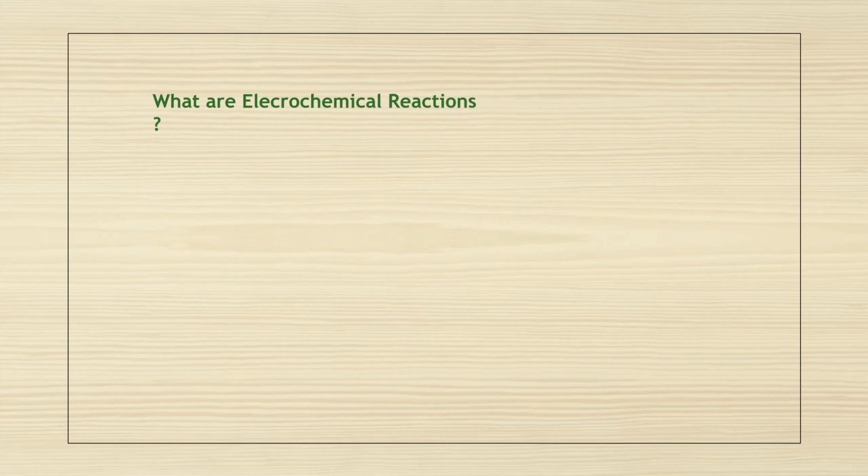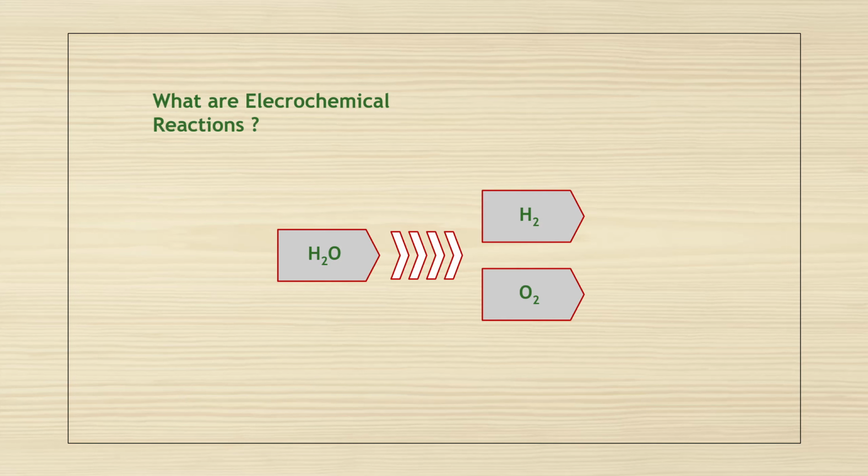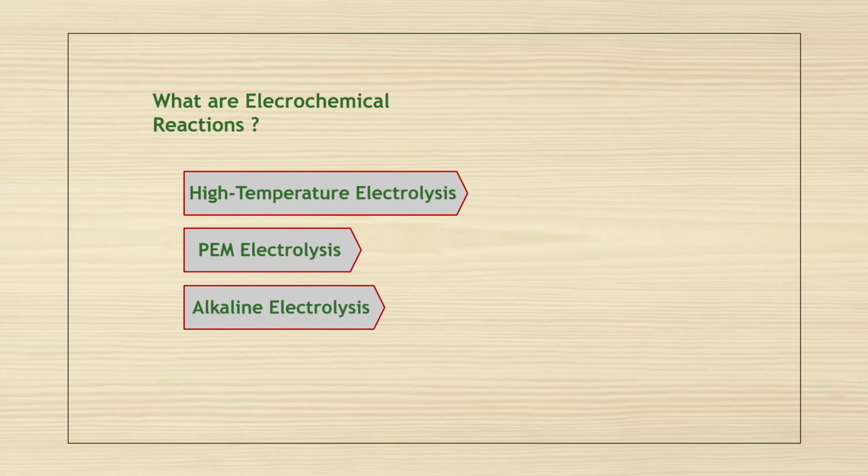In all different electrolysis models, two electrochemical reactions take place. During these electrochemical reactions, water is converted into hydrogen and oxygen. However, the main difference between different electrolysis models is due to their electrochemical reactions. In other words, the electrochemical reactions in different electrolysis models are not similar.